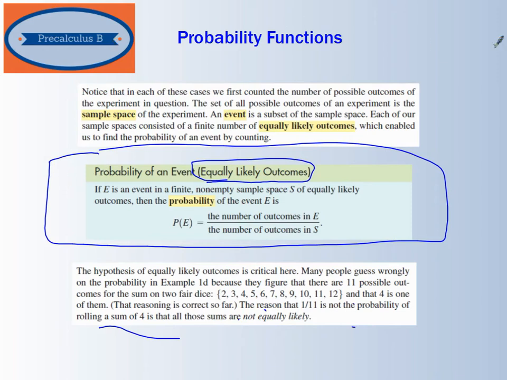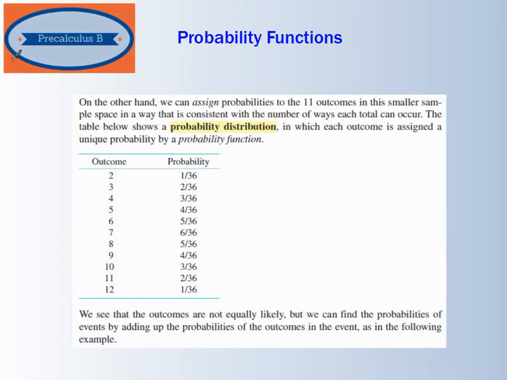work out for us. Now, if we wanted to look at this as the outcomes are just 2, 3, 4, 5, 6, 7, 8, 9, 10, 11, 12 in that same problem of the sum of 2 fair dice, right? We can assign probabilities to those outcomes in the smaller sample space. So it's consistent with the total number of ways in which that event can occur.